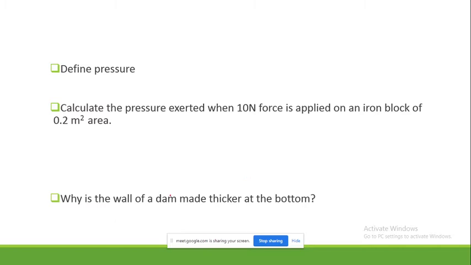So, do you know what is a dam? Dam is a place where you will build a big huge wall and collect water inside. So, at the bottom of the dam, we ensure that the bottom of the dam is made extra thick. So, why do you think we are doing that? Because of pressure of water, ma'am. Because of pressure of water. Can you elaborate that?